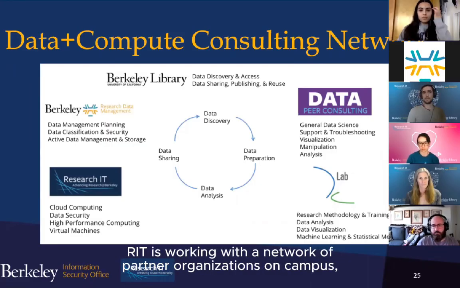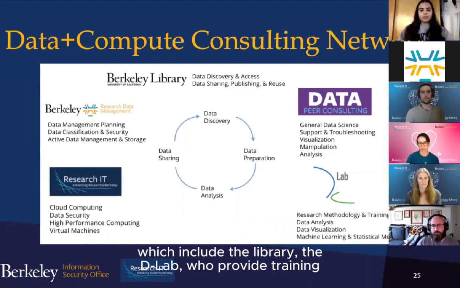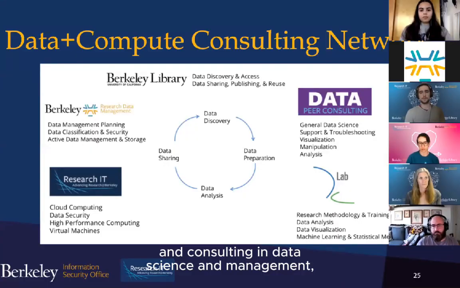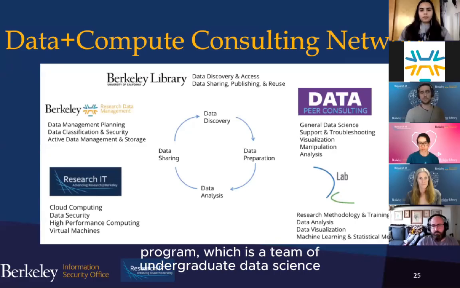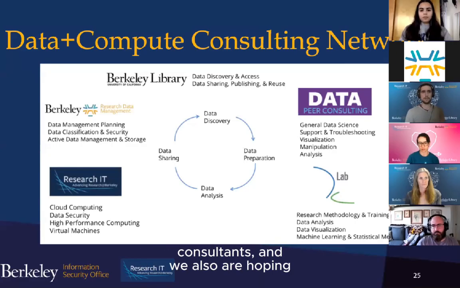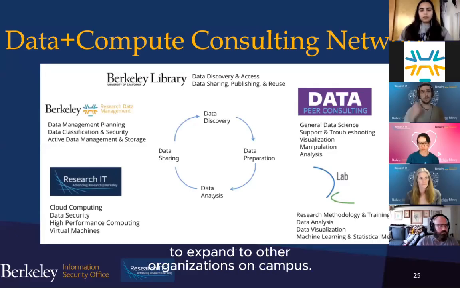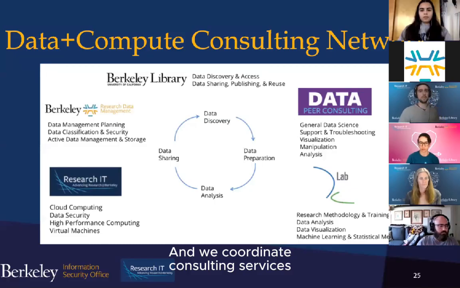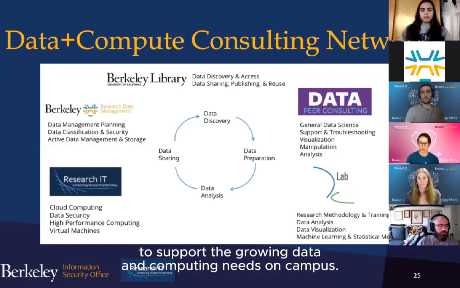research-it@berkeley.edu. RIT is working with a network of partner organizations on campus, which include the library, the D-Lab, who provide training and consulting in data science and management, the Division of Computing, Data Science and Society's Data Peers program, which is a team of undergraduate data science consultants. And we also are hoping to expand to other organizations on campus. And we coordinate consulting services to support the growing data and computing needs on campus.